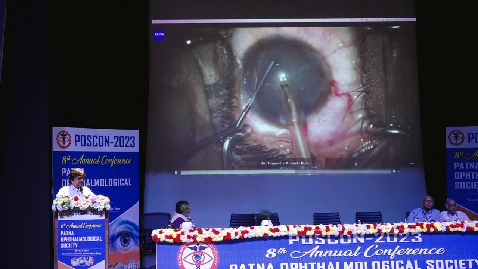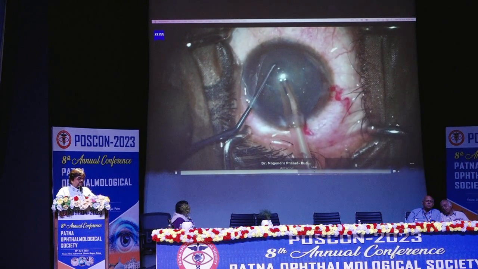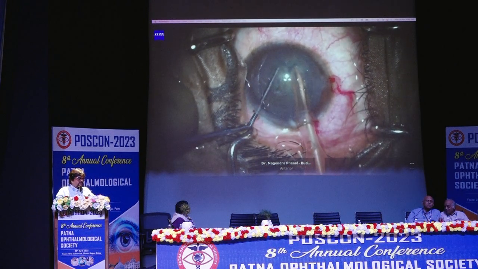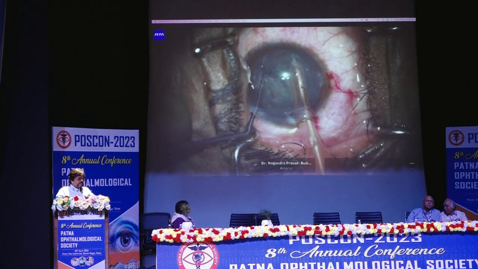Don't rotate, though I have just slightly rotated it, and I am holding the nucleus with only aspiration power and chopping it.